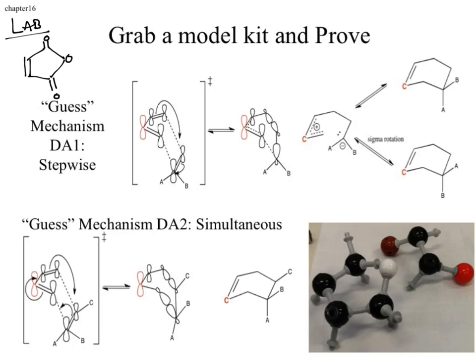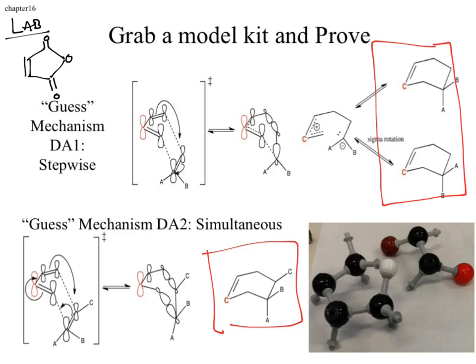Yeah, the products. What we're looking at for a DA1 is we would expect 2 products, and for the DA2, 1 product. So simultaneous versus concerted, or stepwise. So let's take a look at the stepwise one. For us to get two products, what had to happen? So we look at the mechanism as I outlined up there. What had to happen that was different in the DA1 than in the DA2?